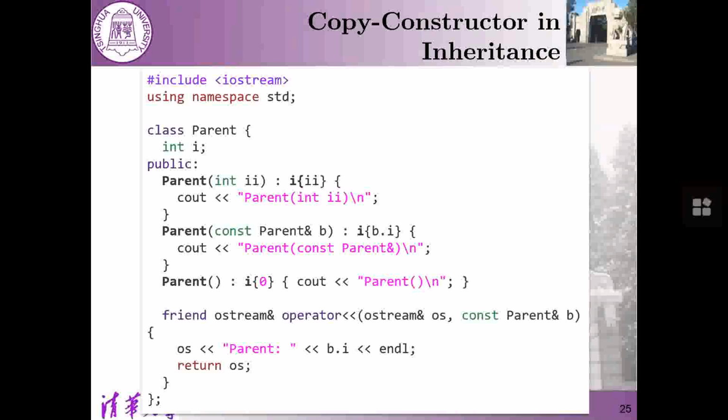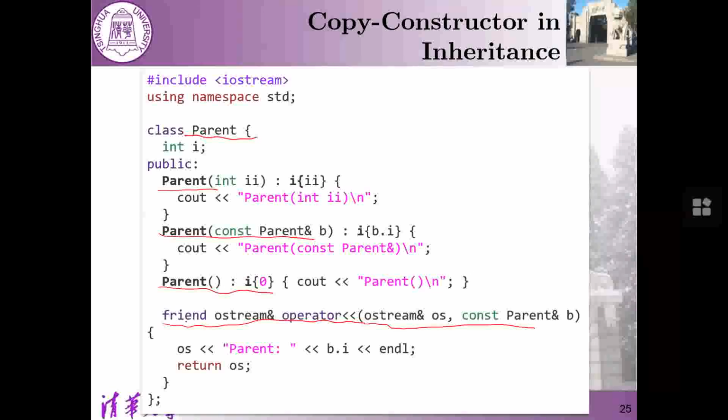Okay. So for constructors in inheritance, we have an example here. To test the constructor or copy constructor in inheritance, we have the base class, and we have different versions of the constructor. This is a constructor, this is the copy constructor, and this is the default constructor. This one is stream operator overloading, actually. We have not learned this, but I think we can even learn it here, right?